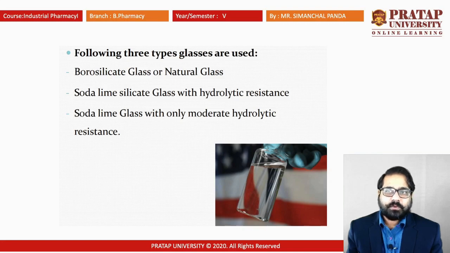But borosilicate glass, which is generally used in the laboratory, can withstand a lot of temperature. We can put it directly on the flame of the burner, and suddenly go for cooling. So these have thermostability compared to common glasses, and are less fragile compared to other common glasses. High standard borosilicate glass is used as the packaging material for parenteral preparations. Soda lime glass has only moderate hydrolytic resistance.